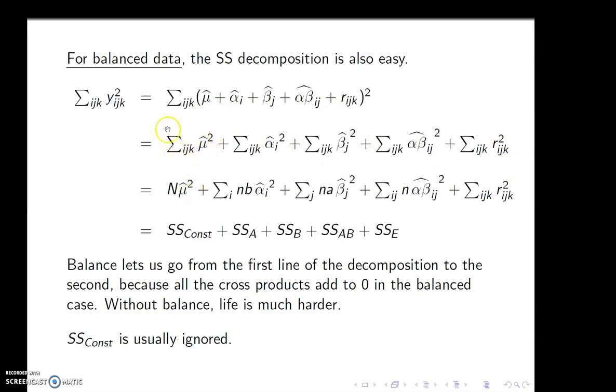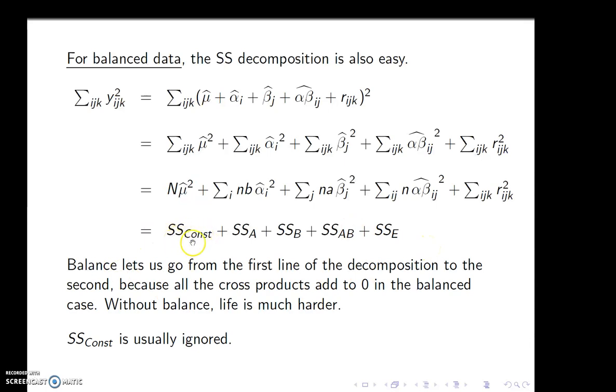Well, the sum over all the indices of the grand mean squared is just n times that grand mean squared. The sum over the jk, n times b, because remember k goes with n, j goes with b, times that effect. Here we have na, because it's the other effect. Then we just have n for the interaction. We're still summing across the other 2 indices, and then we keep that whole sum. So then we see the overall sum of squares. This is the total sum of squares on the left-hand side, is the sum of squares for the constant, sum of squares for A, B, AB, and error.